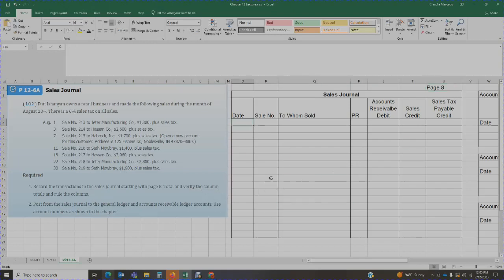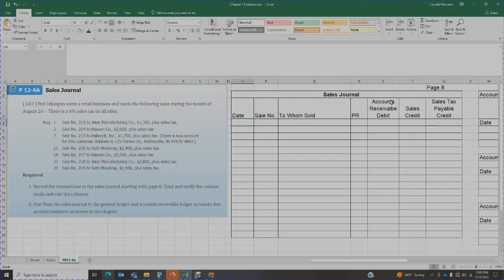Okay, so let's start off. Our title is the sales journal. We've got the date, the sale number, who we sold it to, our post reference, our accounts receivable debit, sales credit, and sales tax payable credit.